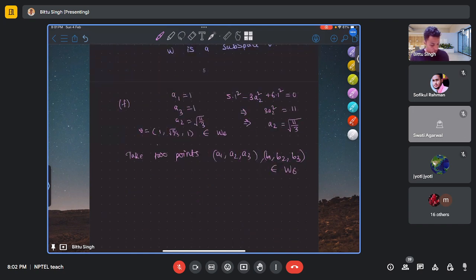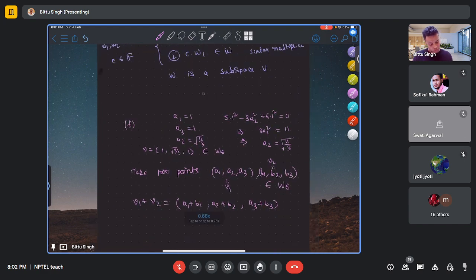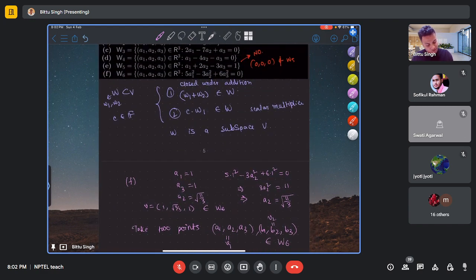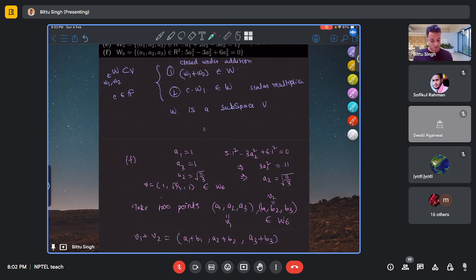Now suppose this is V and this is another vector W, or this is V1 and V2. So what will be V1 plus V2? It will be pointwise addition: a1 plus b1, a2 plus b2, and a3 plus b3. So V1 and V2 satisfy this equation, but will the addition satisfy this equation? This is the question.